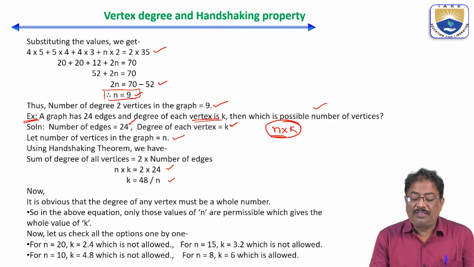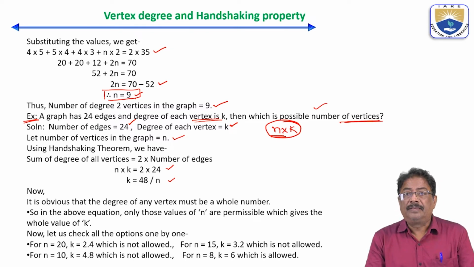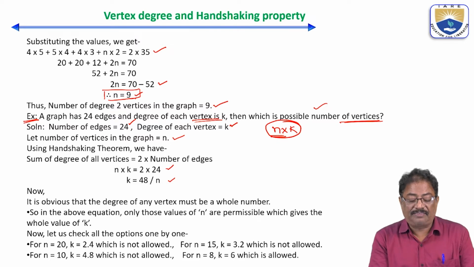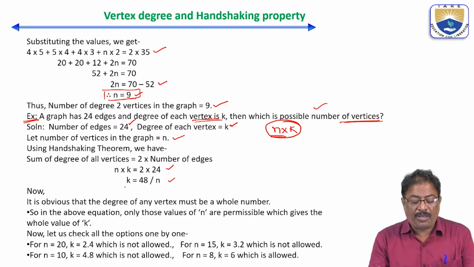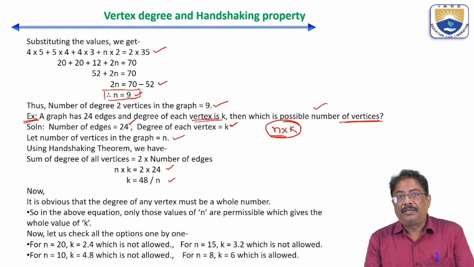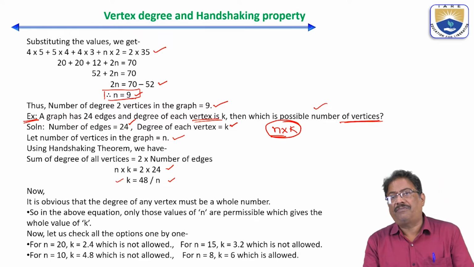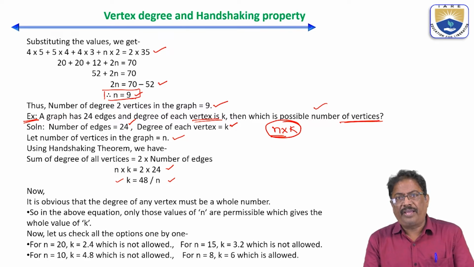So which is the possible number of vertices? What is the order that we have to calculate? Then I am going to simplify this. We need n such that k is a whole number, because the degree should not be a fraction. It should be a whole number. So for what value of n do we get a whole number? We are going to calculate that from this.